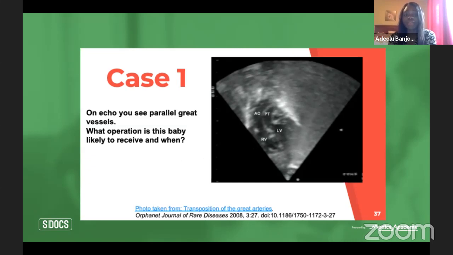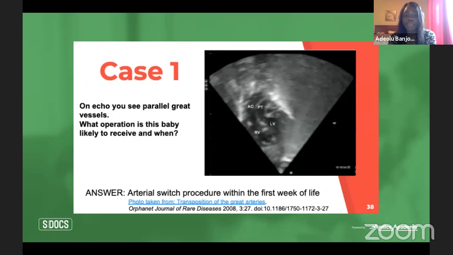So parallel great vessels is a sign of a transposition, so transposition of the great arteries. And so the operation that this baby will need is an arterial switch procedure. And these occur in the first week of life. So basically, as soon as you can do the procedure, you tend to just do it. And that's because these babies just won't do well before getting this procedure done.